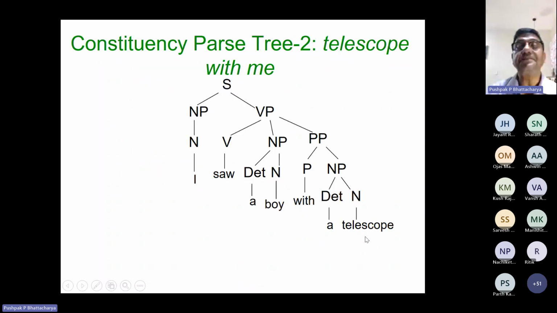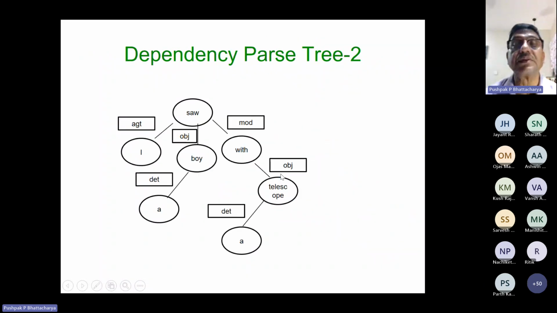In the other parse tree, the telescope is the instrument of seeing, so it is with me. And that is also very apparent in the dependency parsing. So you can see that the dependency parsing makes the meaning much more explicit than the constituency parsing. Here, the fact that I have the telescope is apparent from the graph itself. Saw is modified by a preposition with. With takes an object, telescope, a telescope. So you can see here the linkage of telescope is with saw, and therefore I have the telescope.